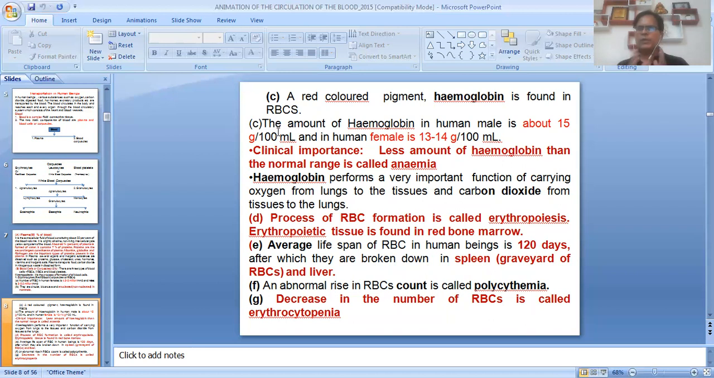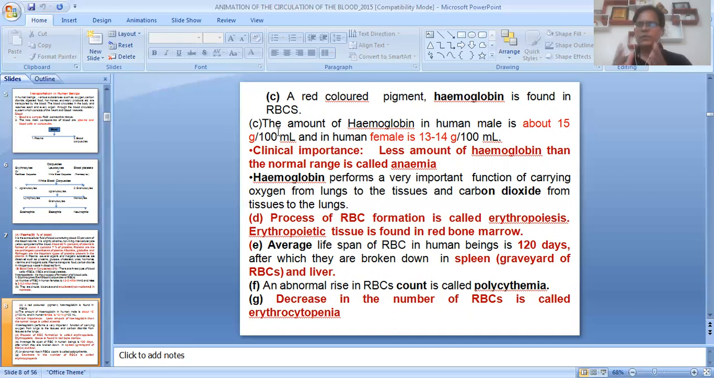Now, the clinical importance I'm telling you. A lower amount of hemoglobin than the normal range is called anemia. What is the normal range of hemoglobin? 15 grams in males and 13 to 14 grams in females, right? But if less hemoglobin is there, then it causes anemia, my dear friend.